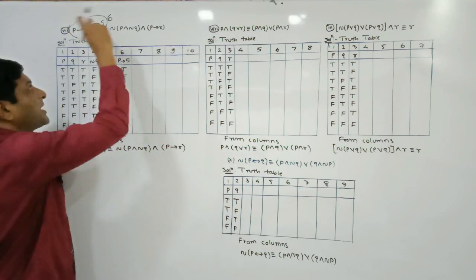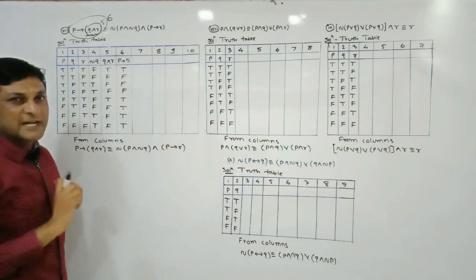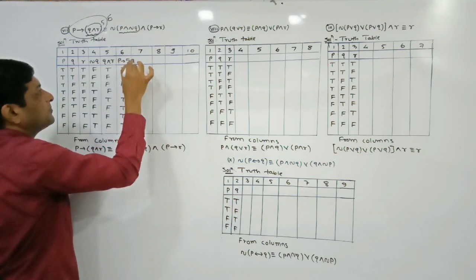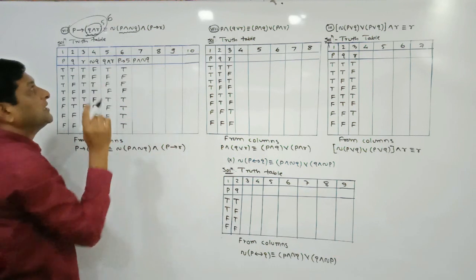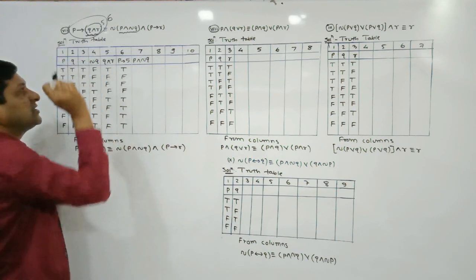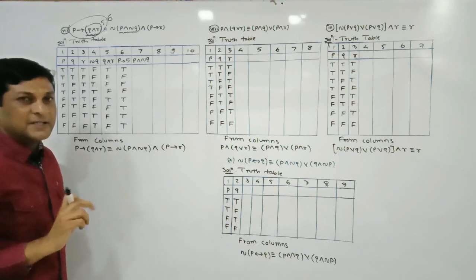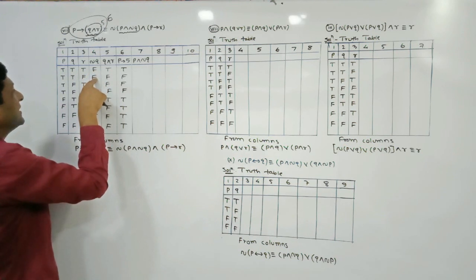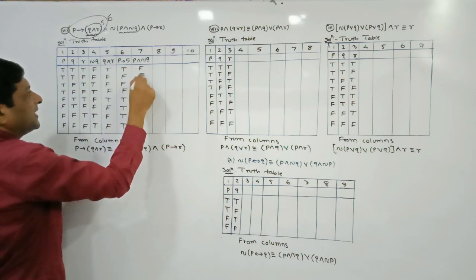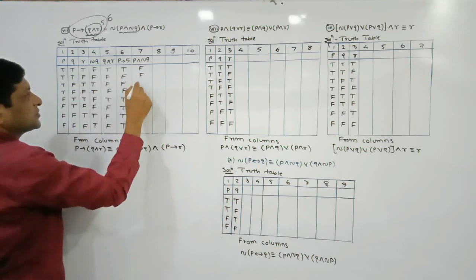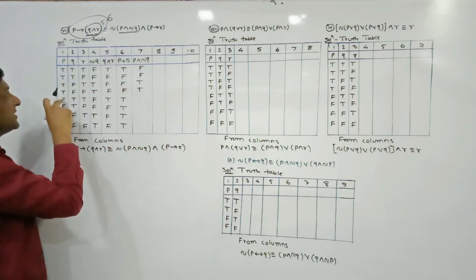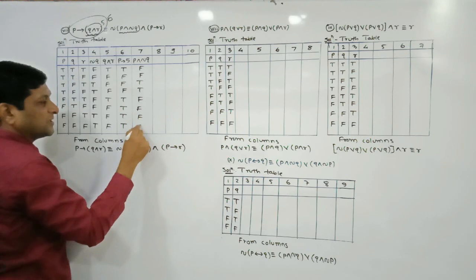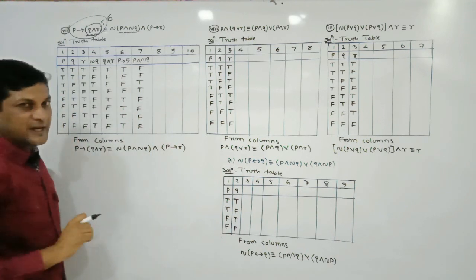Once the truth value of the first part is known to us, let us try to find out the truth value of the second part. To find it, first we have to find the truth value of P and negation Q. So P is known to us, negation Q is also known to us, and we are connecting them by AND. In case of AND, if at least one statement is false, AND will be false. So here F appears, so that's why here we will get F. Then T, so here we will get true. Again, if you observe here, P is false. If at least one statement is false, the truth value of AND will be false. So in all remaining cases, we are getting false here.